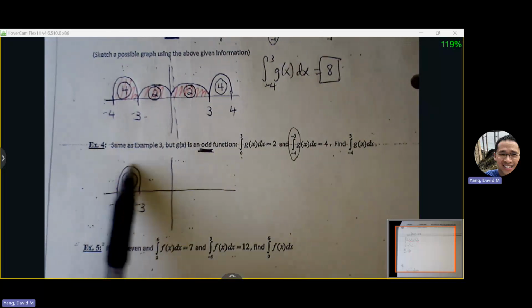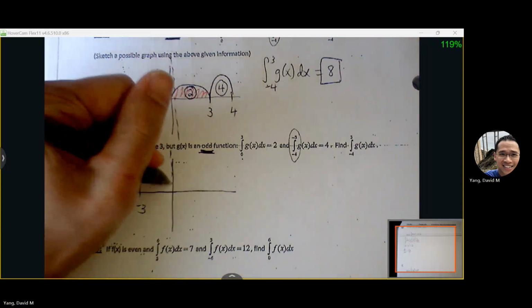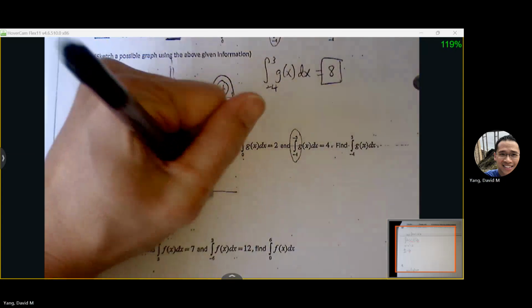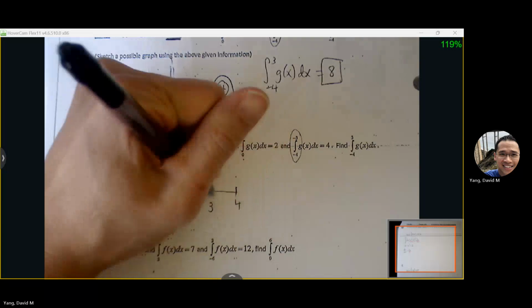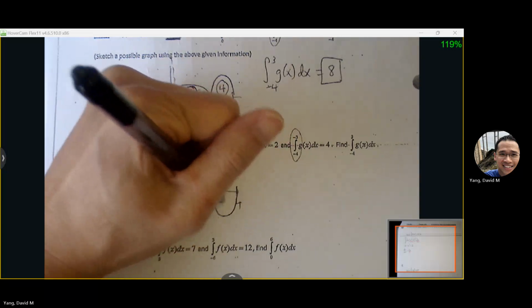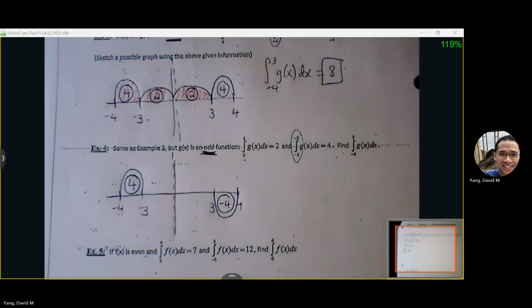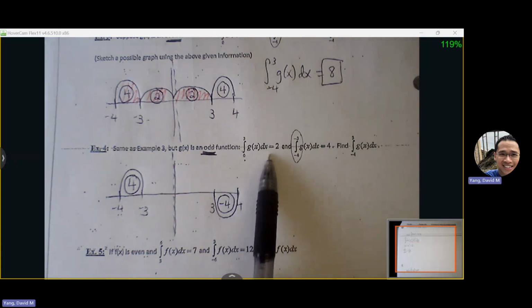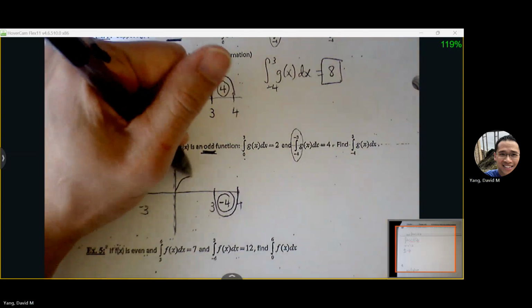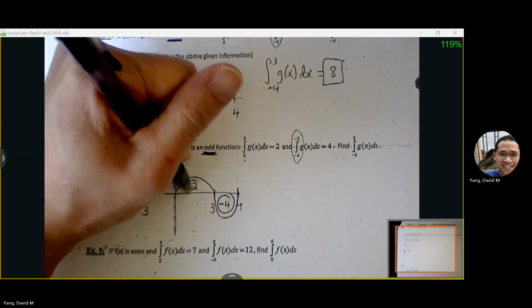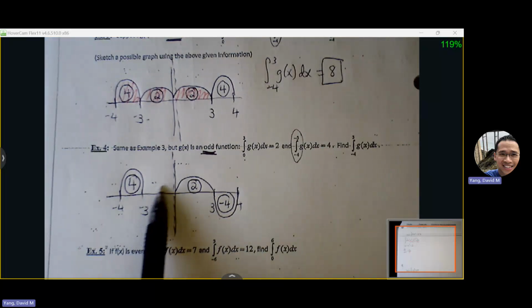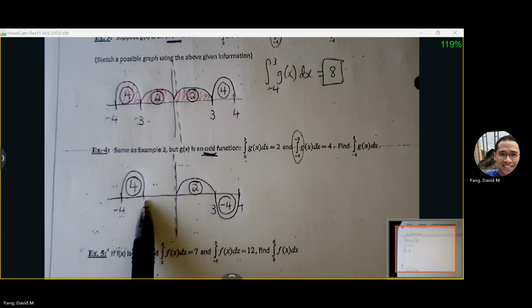What can we put on the other side if this is 4? What's on this side? -4. Now let's move on to the larger interval. 0 to 3 is equal to 2. Which means the empty space here should be what? -2.